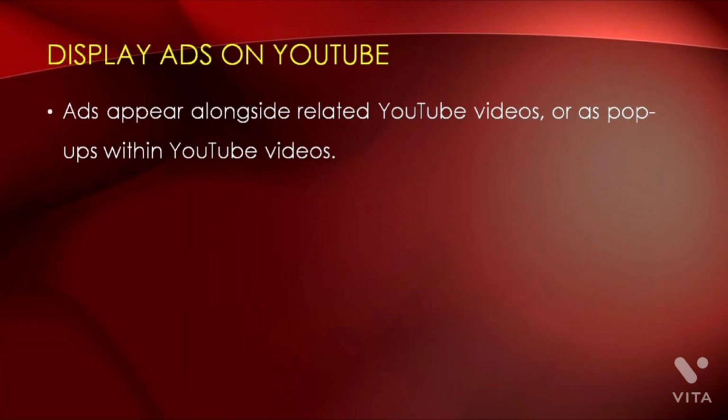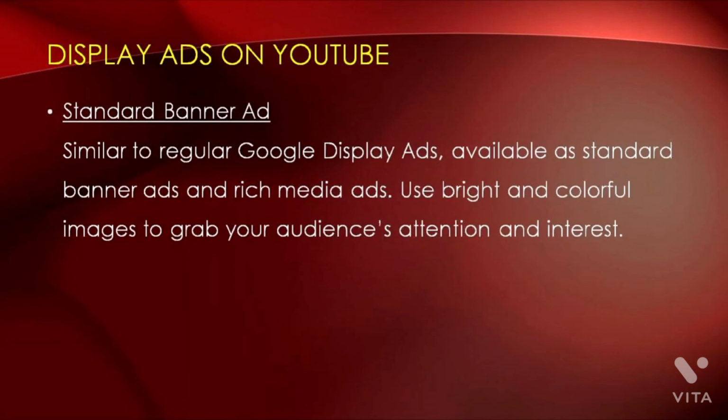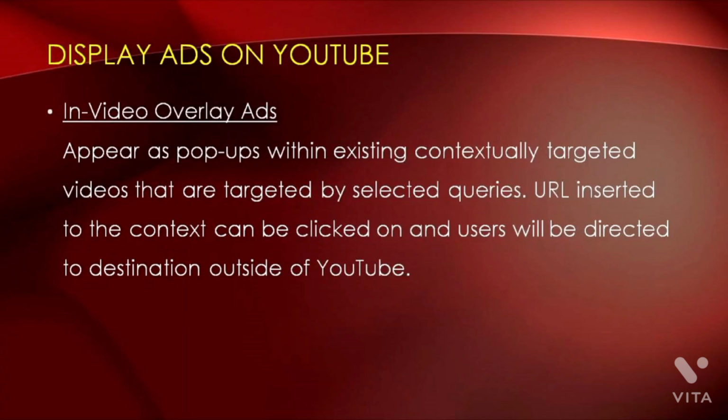Below are the types of display ads that YouTube offers. Standard banner ad is similar to Google display ads, where it's available as a standard banner or rich media ad. Use bright and colorful images to grab your audience's attention and interest. In-video overlay ads are ads that appear as pop-ups with existing contextually targeted videos that are targeted by selected queries. URL inserted to the context can be clicked on and users will be directed to destinations outside of YouTube.